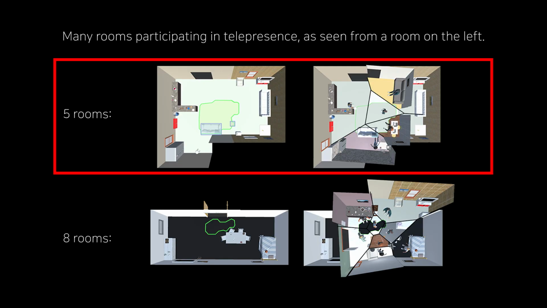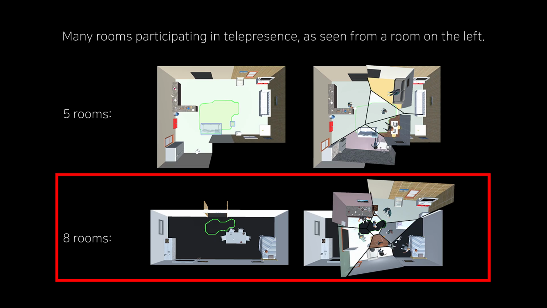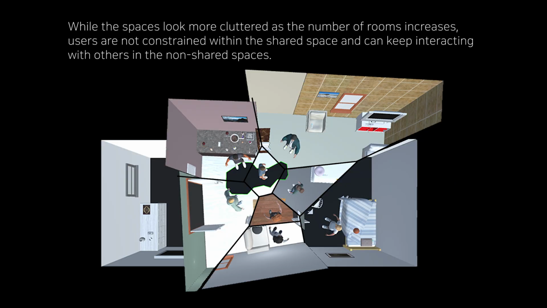Examples of overlapping more than 5 spaces. The top row shows an example of 5 rooms participating in telepresence, as seen from a room on the left, and the bottom row shows an example of 8 rooms in telepresence. While the spaces look more cluttered as the number of rooms increases, users are not constrained within the shared space and can keep interacting with others in the non-shared spaces.